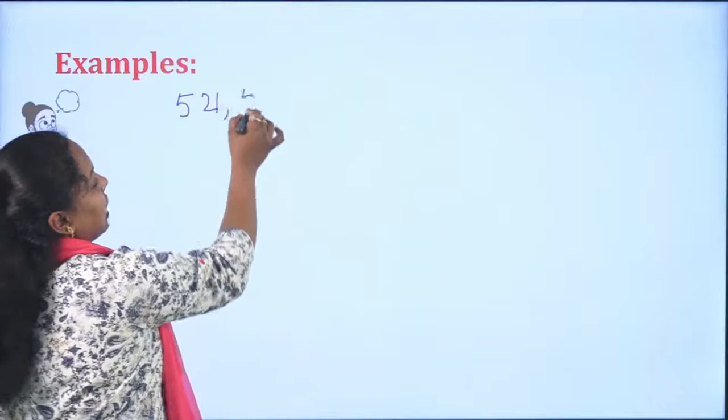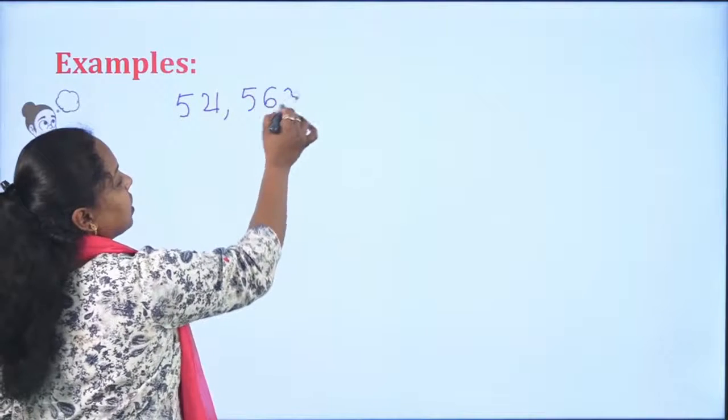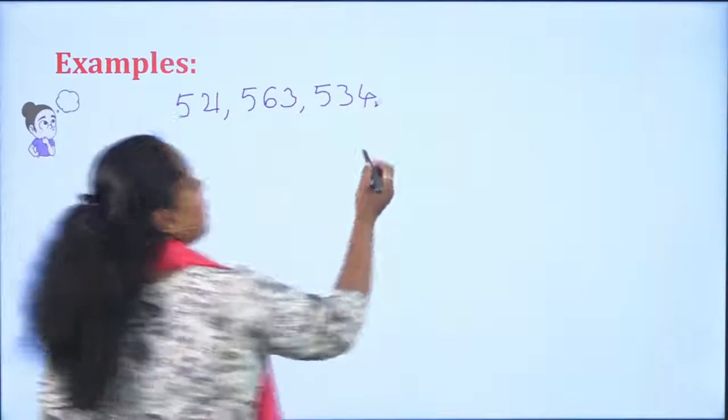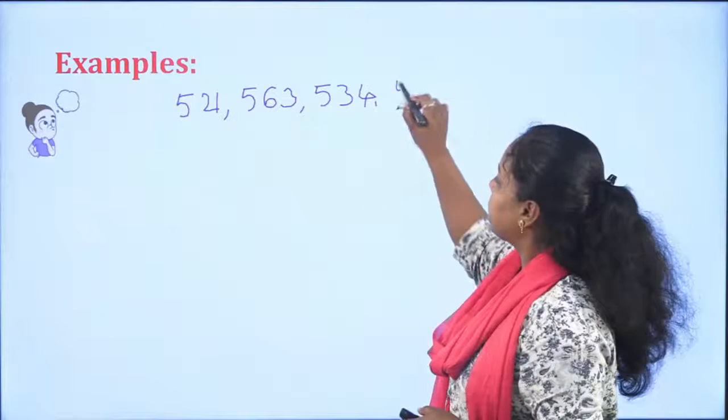521, 563, 534, next 598, next 400. 521, 563, 534, 598, 400.